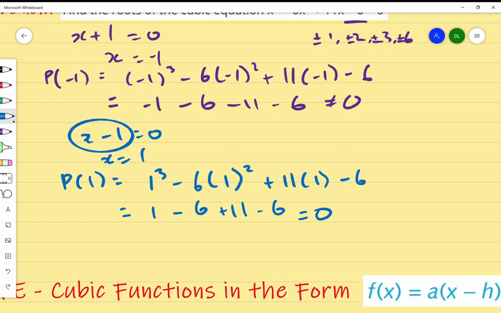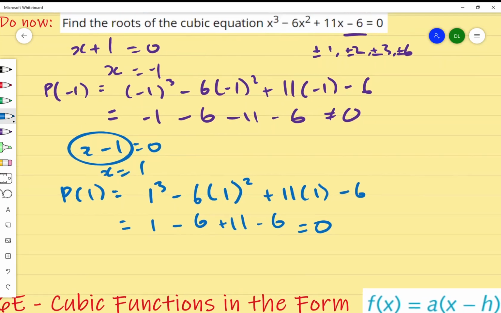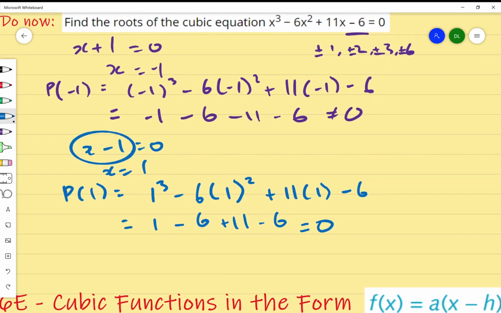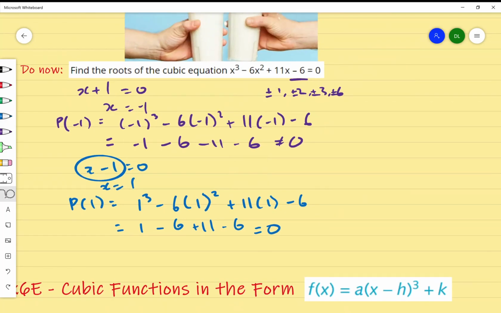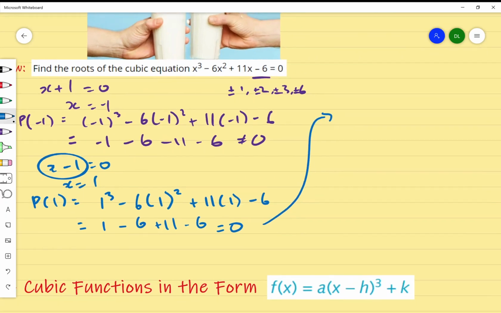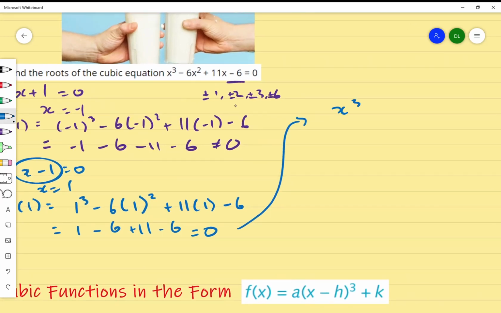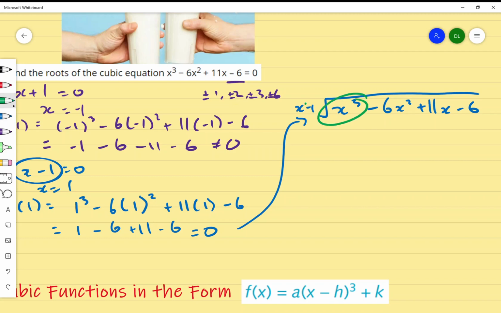But it doesn't say find the factor, it says find the roots. So we have to continue factorizing. This is a bit of a longer question. Okay, so from there, I'm going to do the long division. So x cubed minus 6x squared plus 11x minus 6 divided by what we said was the factor, x minus 1. From there, I'm going to think, what number do I have to multiply x by to get to x cubed? Or in other words, x cubed divided by x, which is x squared.